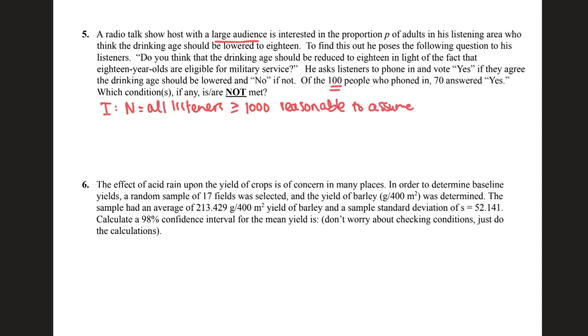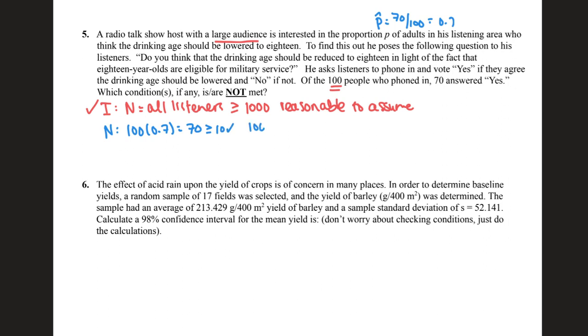So the independent condition is met. Okay, the normal condition, we're going to do n times p hat. So in this problem, p hat is 70 over 100, which is 0.7. So let's do it this way, 100 times 0.7, which is 70, which is greater than or equal to 10, so that's good.